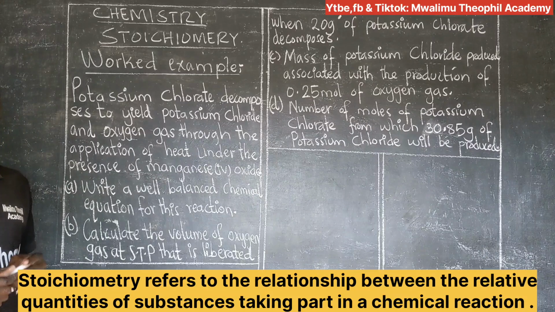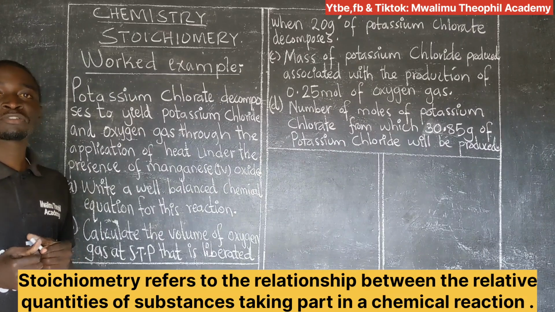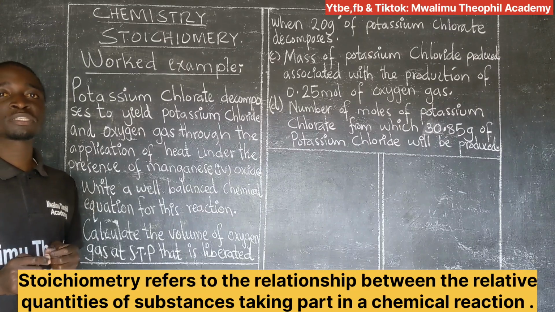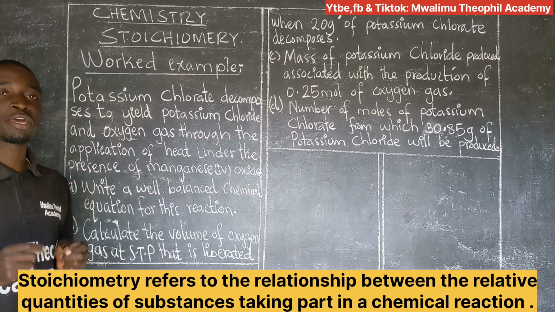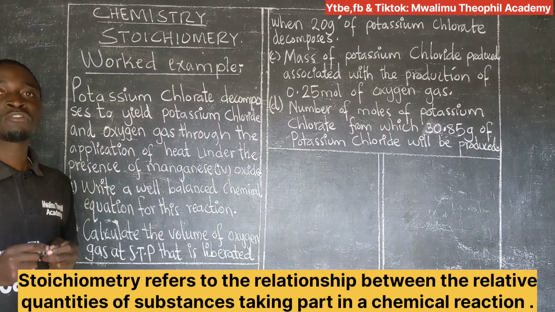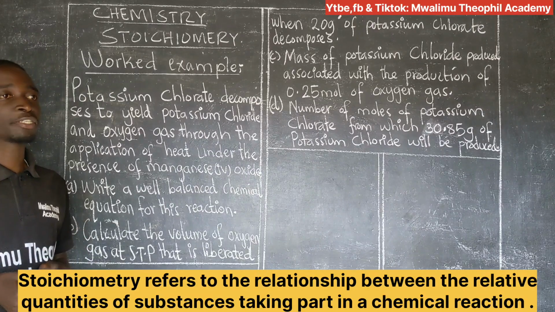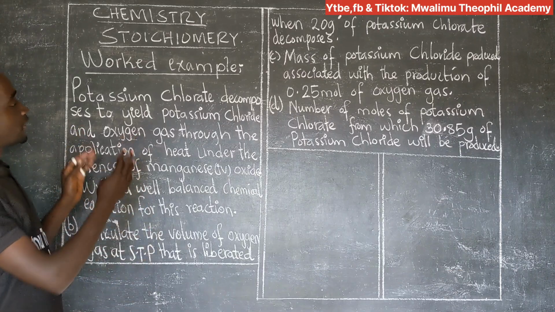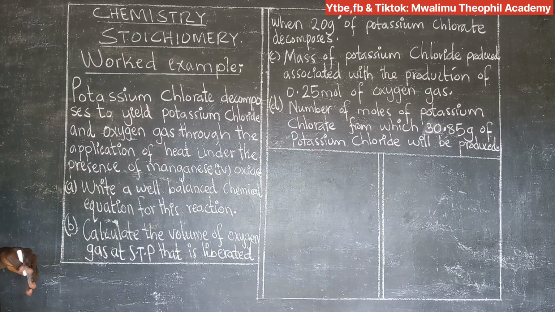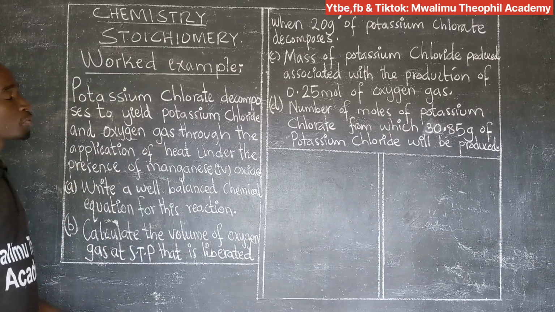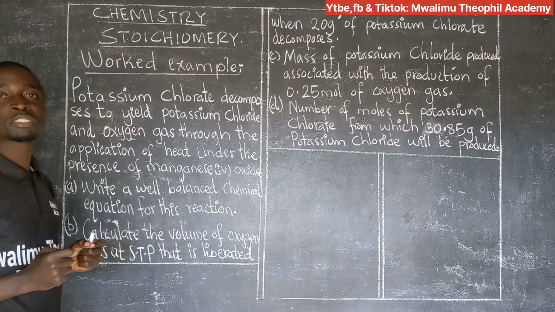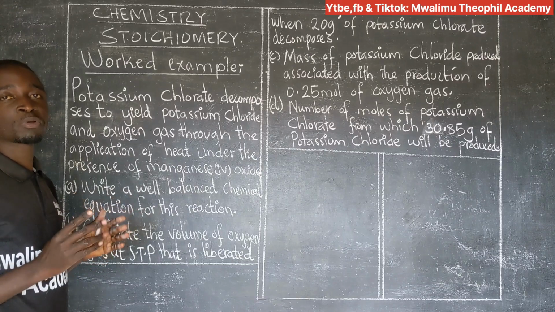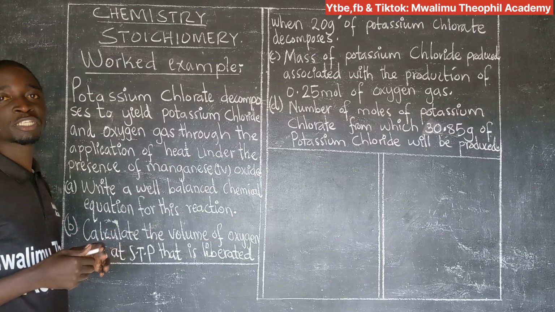Stoichiometry refers to the relationship between the relative quantities of substances taking part in a chemical reaction. This means the relative quantities of the reactants and the products formed during a chemical reaction. Now, in this part of stoichiometry, I have prepared an example, so I hope via this example you are going to get the full concept on stoichiometry, the full concept on how various problems concerned with stoichiometry are solved.